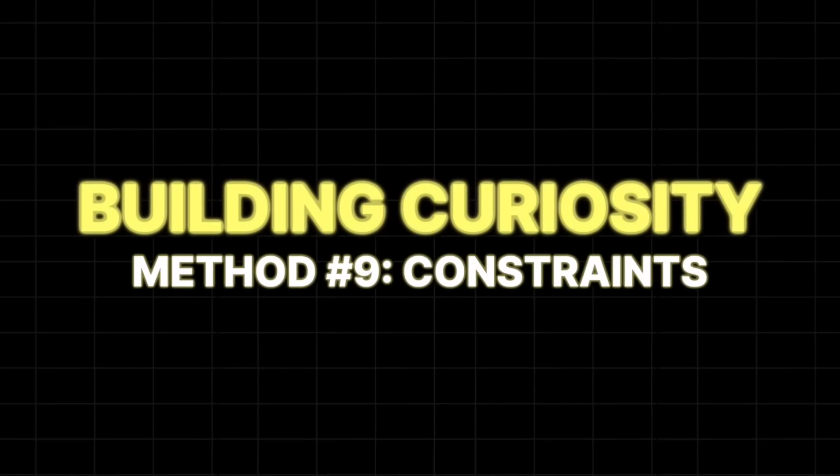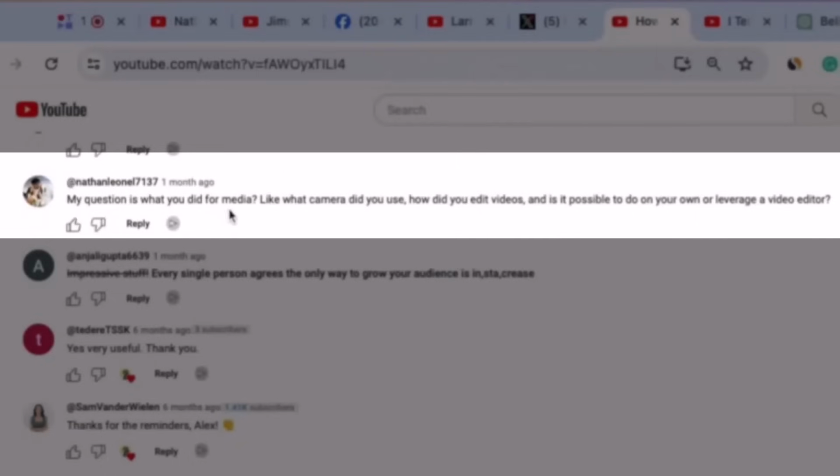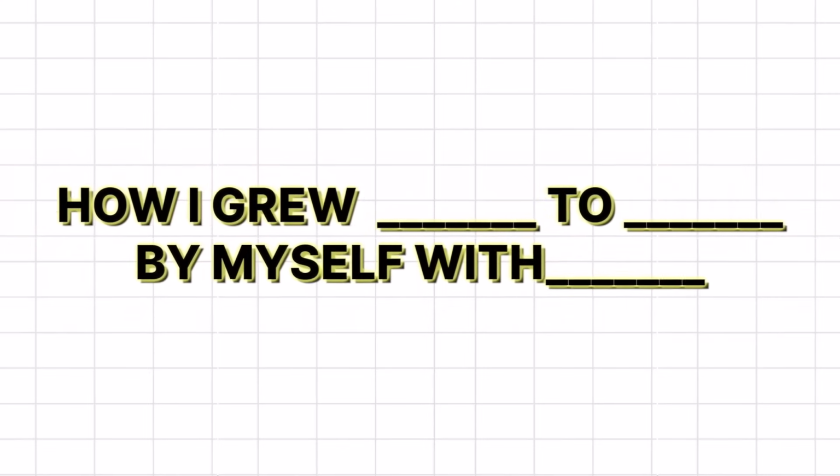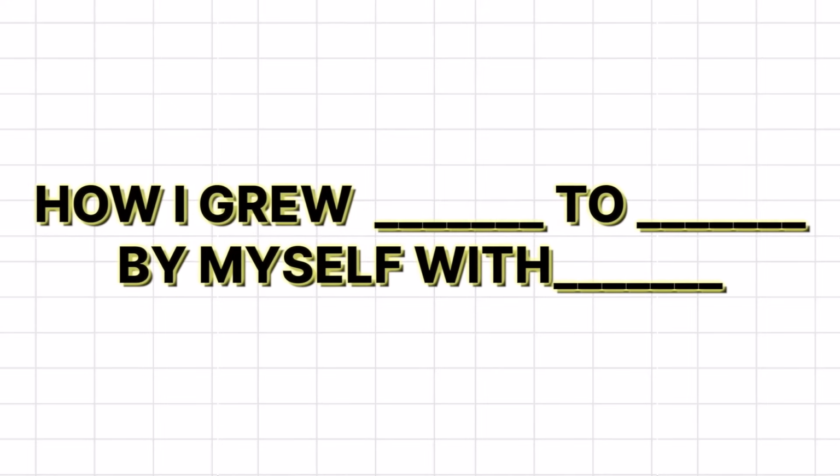Another hard but really effective way to build curiosity is to talk about constraints. So doing things pretty much on hard mode, or doing things even with excuses. So here we are on Alex Catani's channel, this comment. So my question is, what did you do for media? Like, what camera did you use? You know, how did you edit videos? Is it possible to do on your own or leverage a video editor? So one idea could be "How I grew my Instagram to 100,000 followers by myself using only a phone."